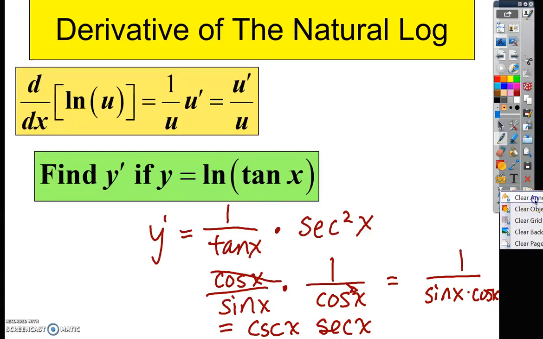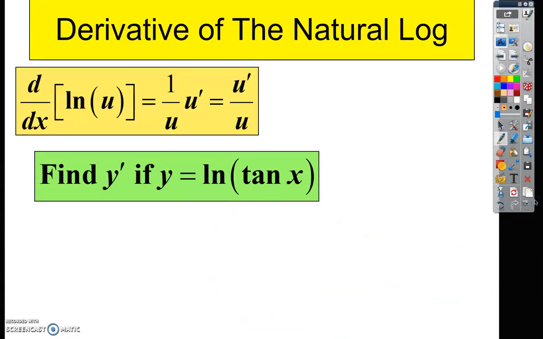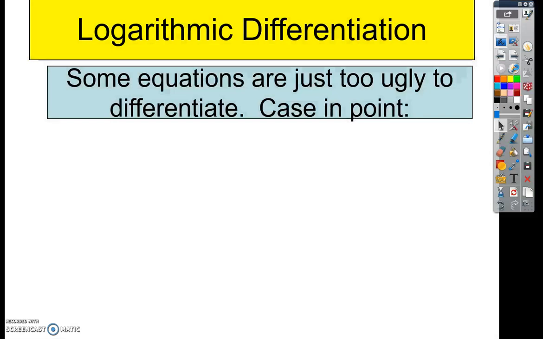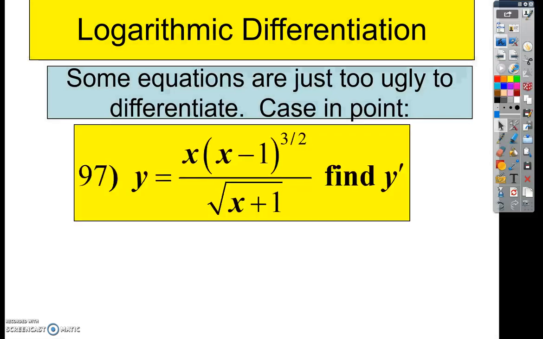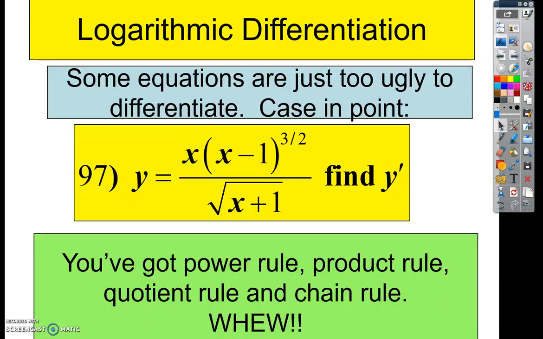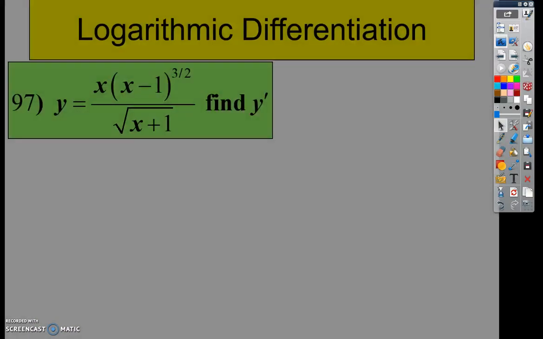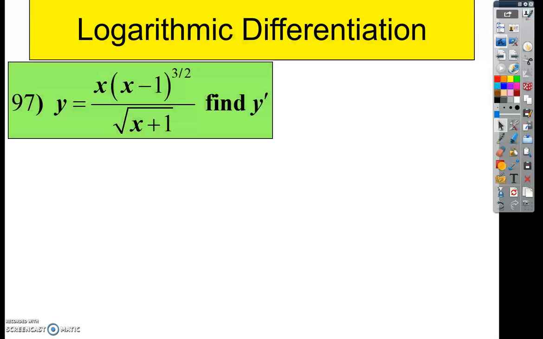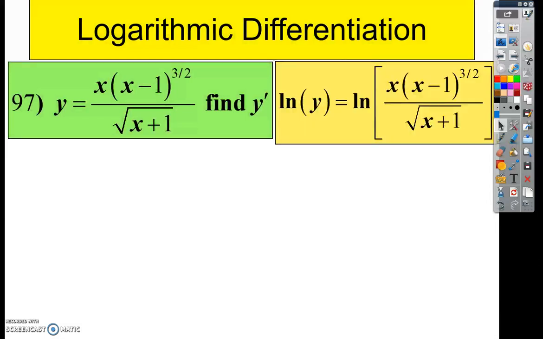So let's go ahead and see what we have in store here. Some equations are ugly. So like this one, why would we want to take the derivative of this? It's really a very complex problem to take a derivative of. But we've got power rule, product rule, quotient rule, chain rule, but we can play games with this and make it a really simpler problem. So let's go ahead and see what we can do to play some games with this formula.